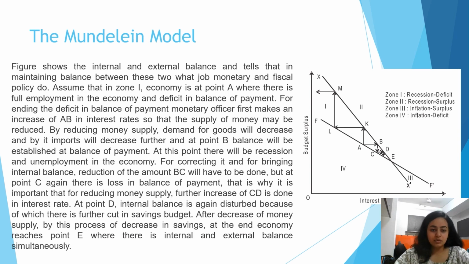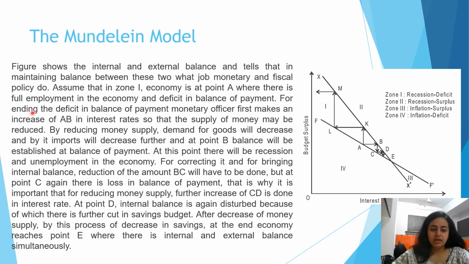This figure shows the internal and external balance and tells what role monetary and fiscal policy actually have in maintaining balance between these two. Assume that in zone 1, the economy is at point A here, where there is full employment in the economy and a deficit in balance of payments. So here we had talked about that this was a full employment level. So this is a full employment situation.